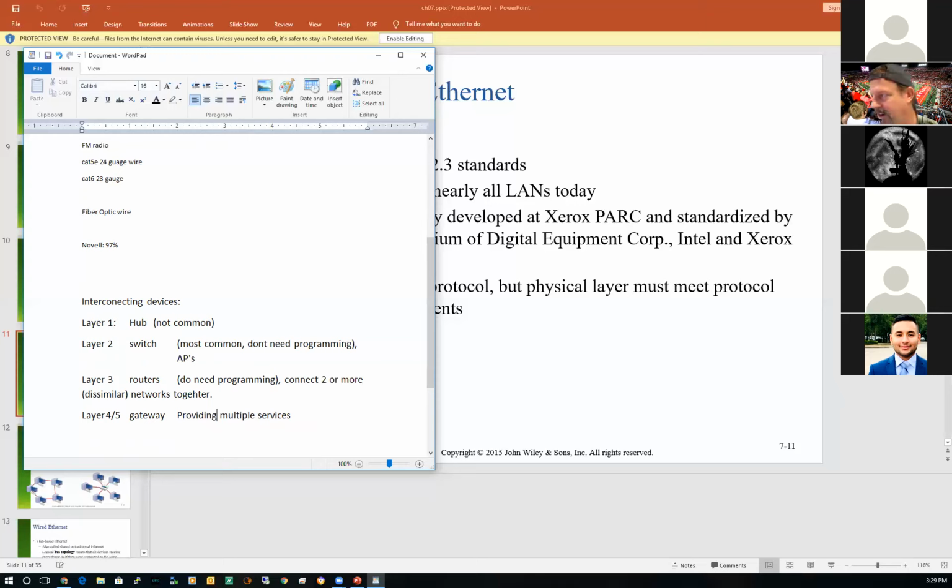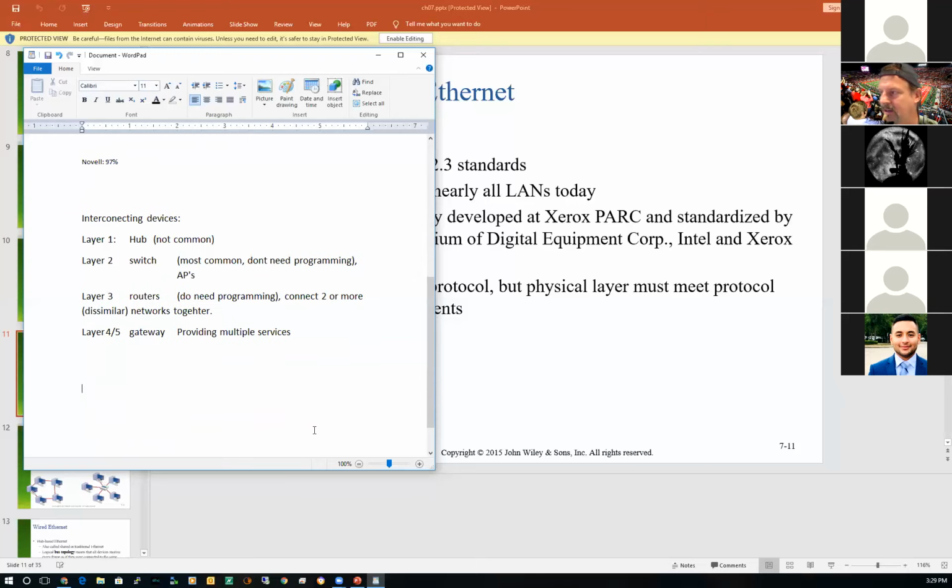My typing's terrible. Providing multiple services. Gateways are routers and wireless access points and switches and certainly hubs. You physically connect to them. But they're also doing other things like providing DHCP, DNS, firewall, where they're protecting the data. They're looking at the IP addresses and the port numbers. That's why I say they operate at layer 4. And they can operate at layer 5.